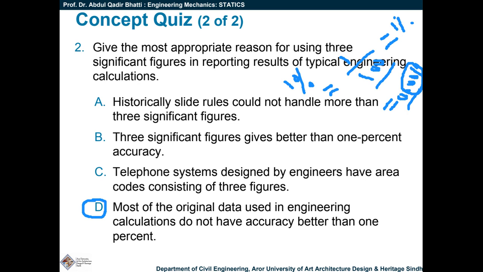So normally I have 3 digits, right? So that's why we use our calculations till our 3 digits. Okay. So because of the 1% accuracy, we use mostly our significant figures only for the 3 digits. So this is maybe the best choice, D. The B choice, 3 significant figures gives better than 1% accuracy. Is it correct?